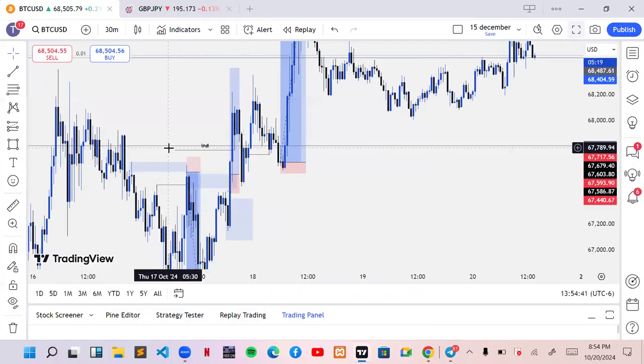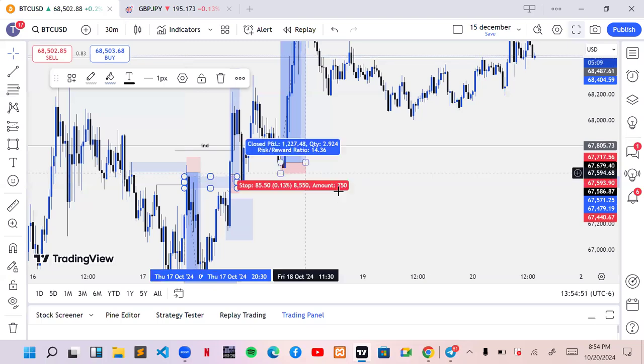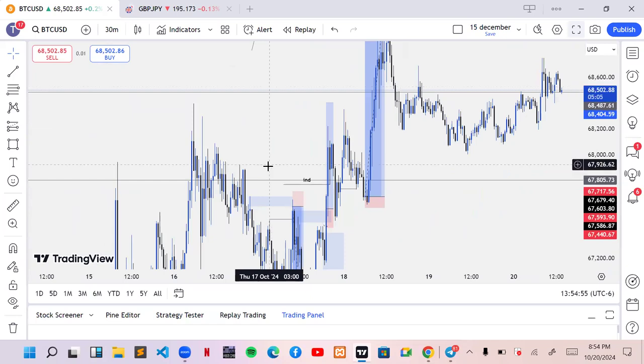The market did the structure shift. This was the inducement that I marked, and from this zone was the entry. This breaker block right here. This is what my entry was. This breaker block right here. So you have to pay attention to this: it is the point of interest that is closest to liquidity.